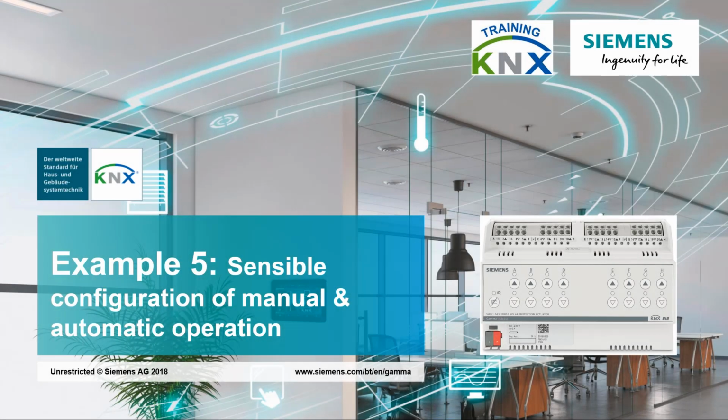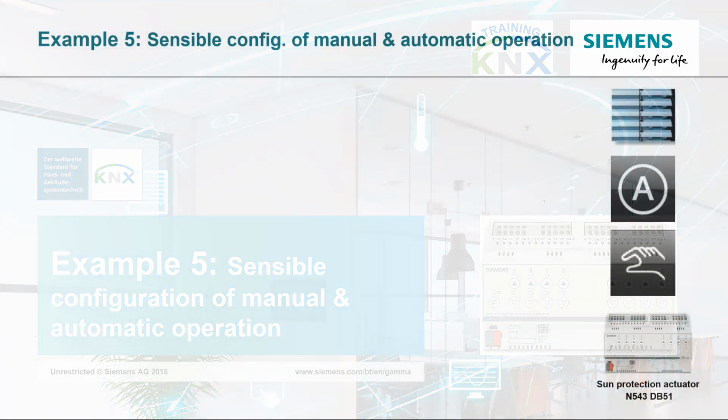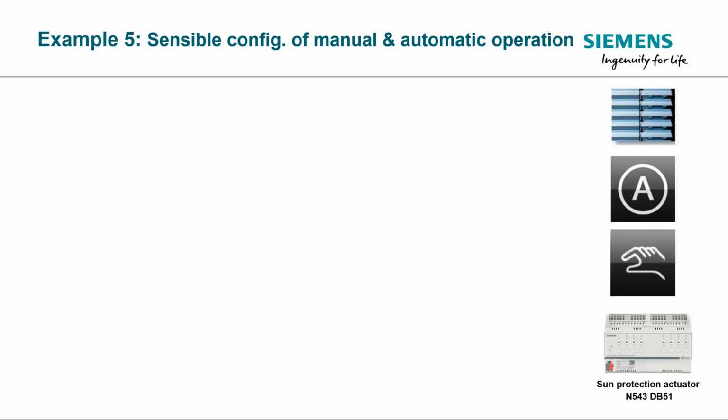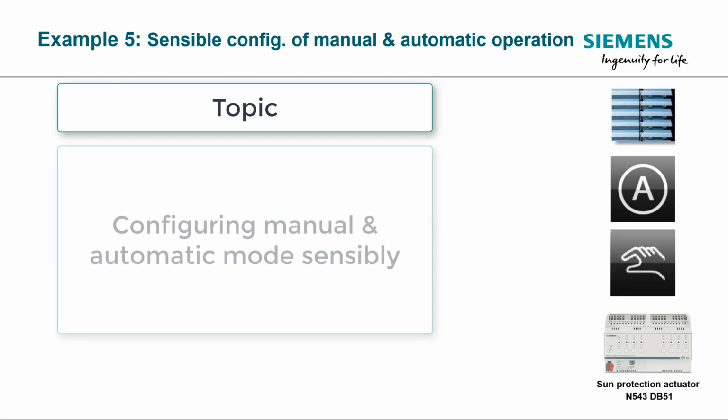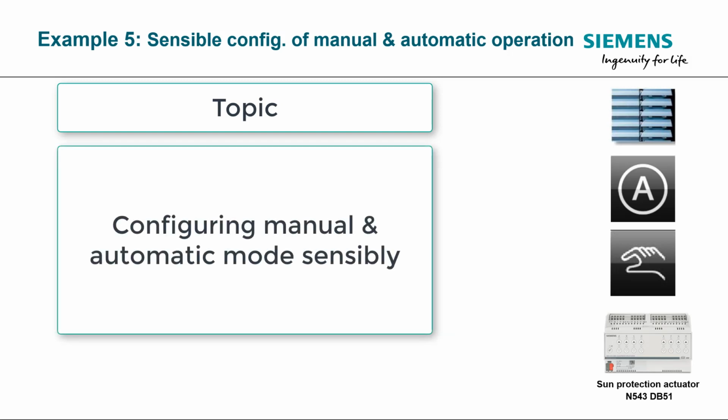Example 5. Manual or automatic operation sensibly configured. Welcome to the fifth example of applications for sun protection actuators. This time, the topic is configuring manual or automatic operation sensibly.